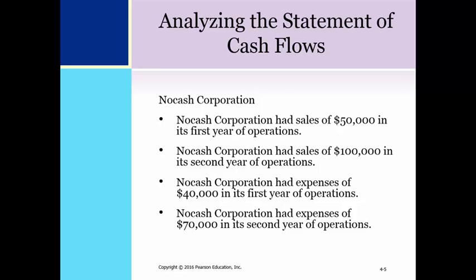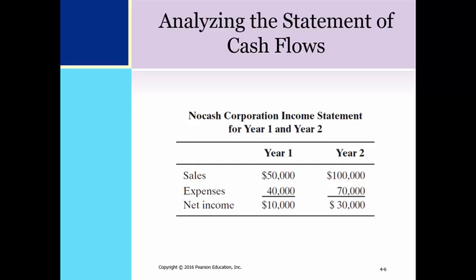The example of No Cash Corporation on pages 176 to 178 in the textbook will be reviewed. Sales for No Cash increased from $50,000 to $100,000 from year 1 to year 2, while expenses increased from $40,000 to $70,000. Net income for No Cash Corporation is positive in both years 1 and 2.